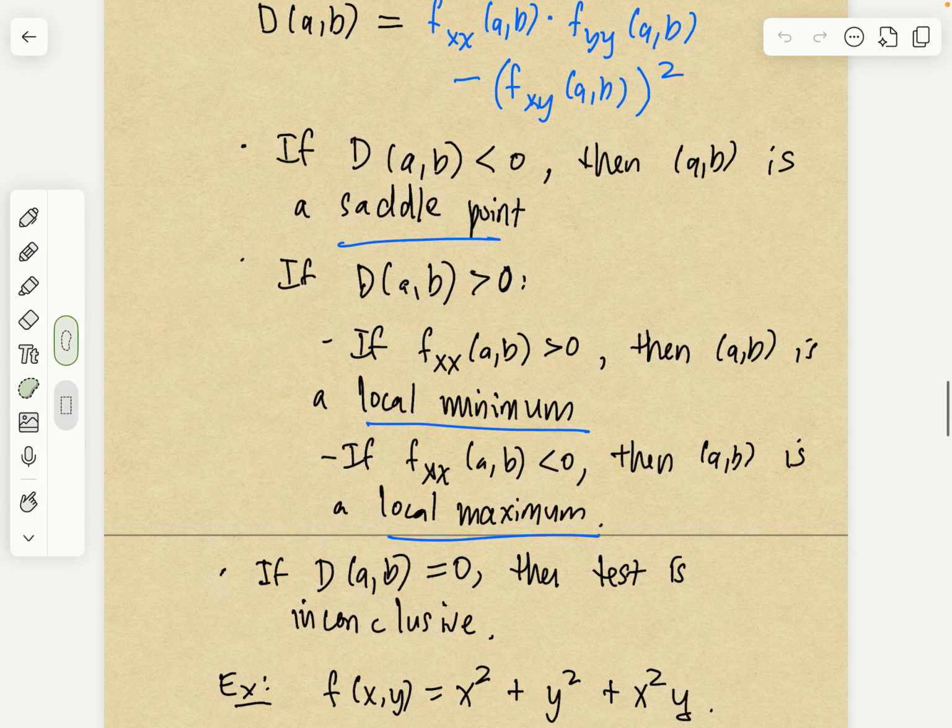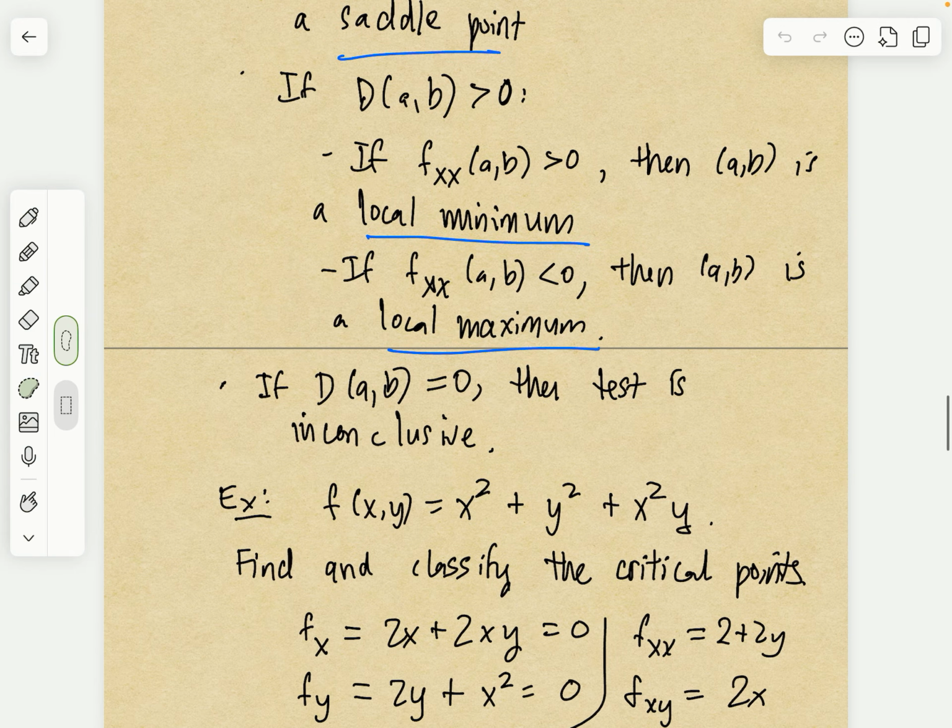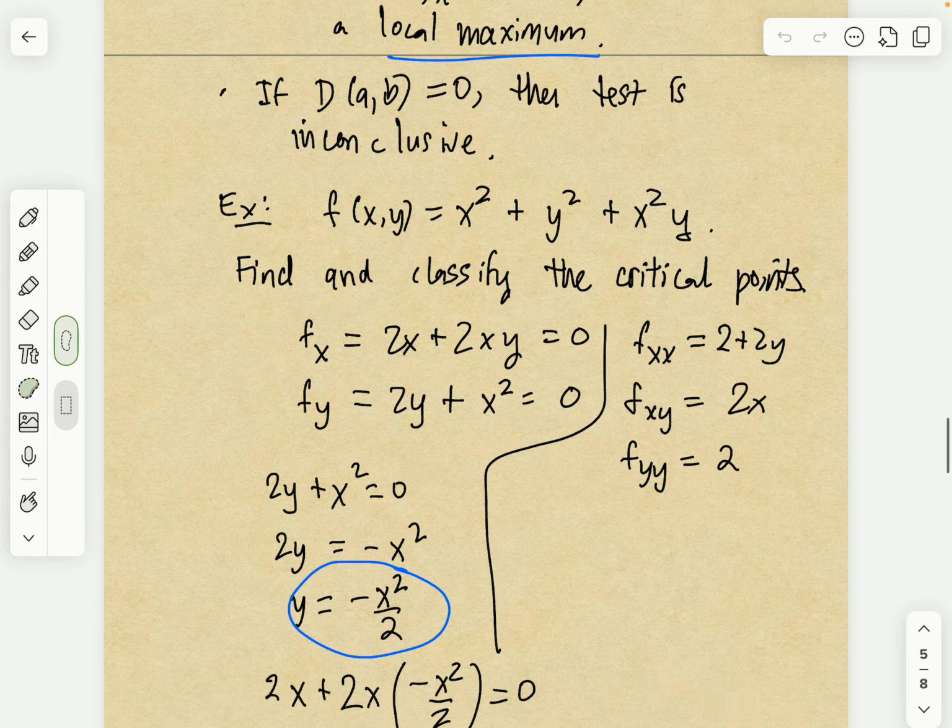Here's the criterion. If you have a negative determinant, you have a saddle point. If you have a positive determinant and the number on the top left is positive, then you have a local minimum. And if the number on the top left is negative, it's a local maximum. If the determinant is 0, the test is inconclusive.